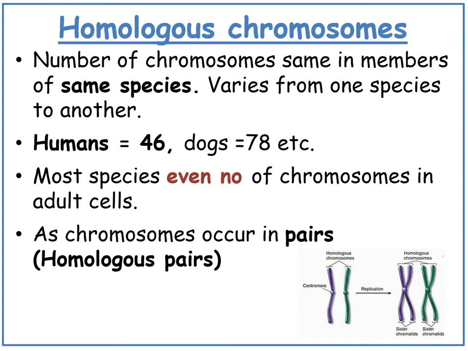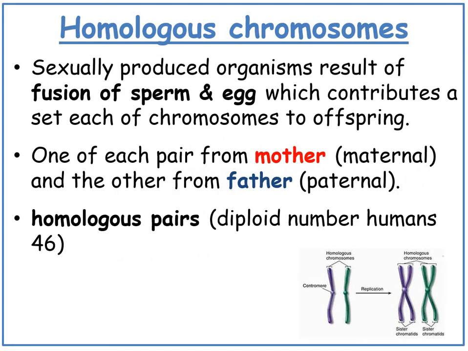So, now we'll look at homologous chromosomes. The number of chromosomes in each member of the same species will be the same. So, for instance, all humans have 46 chromosomes. However, each species has a different number of chromosomes. Dogs, for instance, have 78 chromosomes. So you have to be careful, make sure you read the question. Don't just assume that it's 46 like in humans. Most species have an even number of chromosomes in adult cells because homologous chromosomes are pairs of chromosomes.